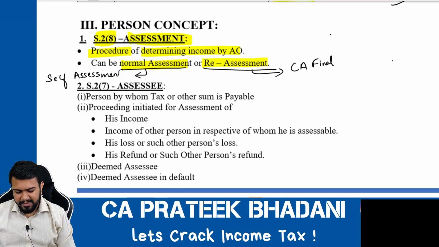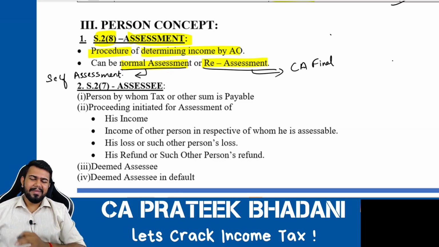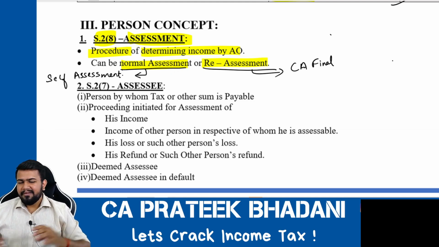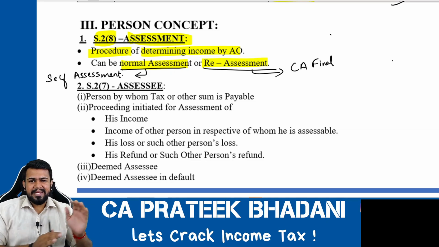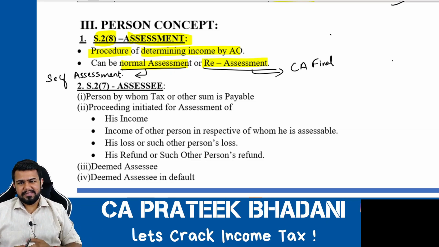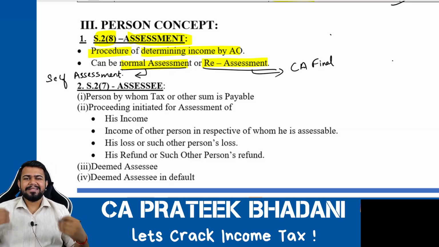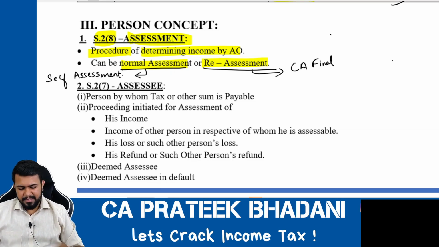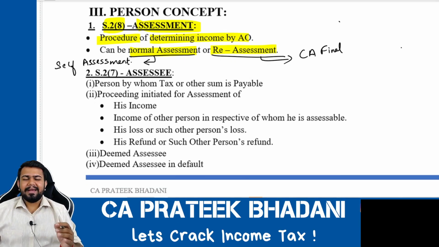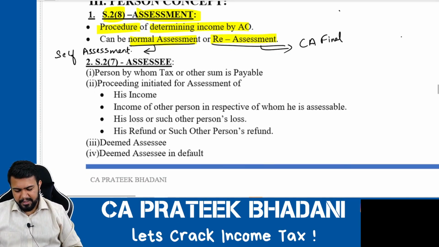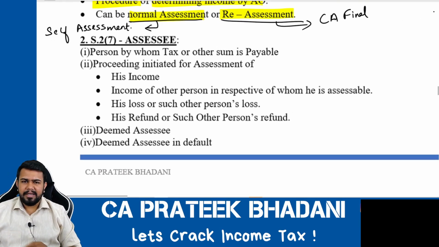What is self assessment? The word itself has the meaning in it. Self assessment means when the assessee himself comes and tells that this is my income and this is my tax. This is called self assessment, where the assessee himself calculates and determines his income and tax payable. It is called self assessment. Okay, self assessment is also a part of normal assessment, and this self assessment we are going to learn in the last chapter. Fine, that is the return of income chapter.